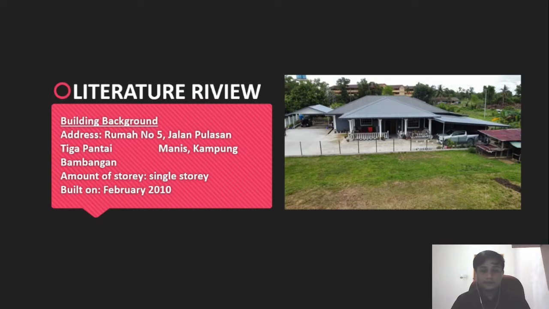The house has undergone two renovations. The first took place in March 2013, and the second renovation was done in December 2019. The first renovation was mainly to change the position of the original rooms into living rooms. The second renovation was to add another space for the living room and the parking space.